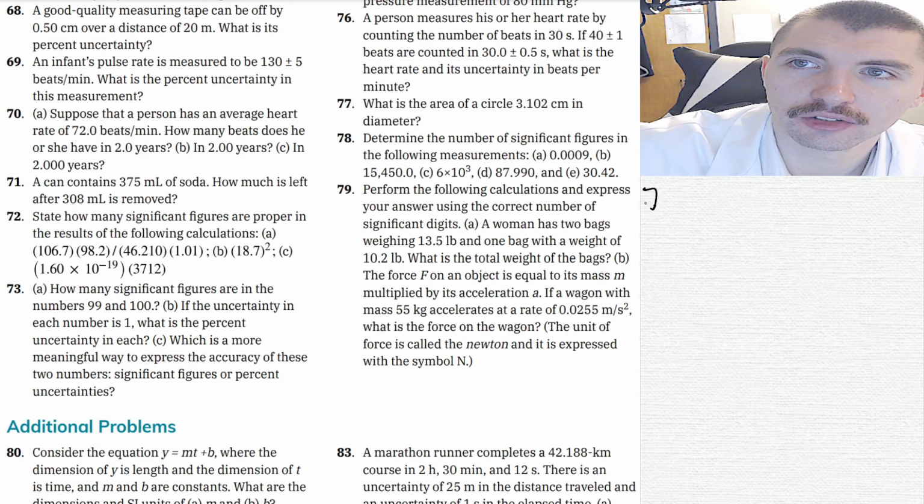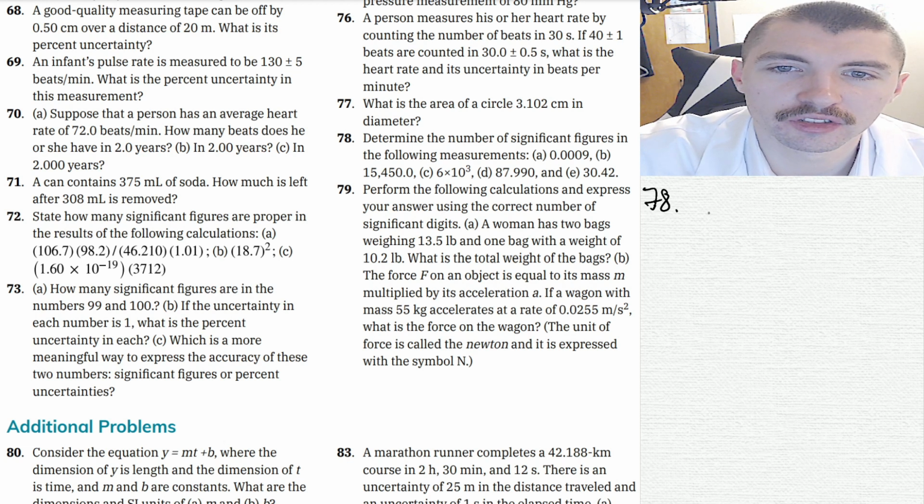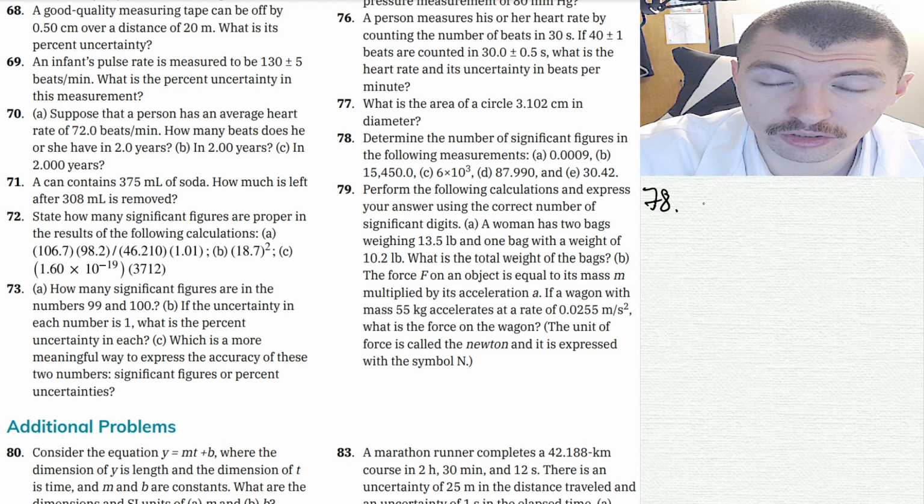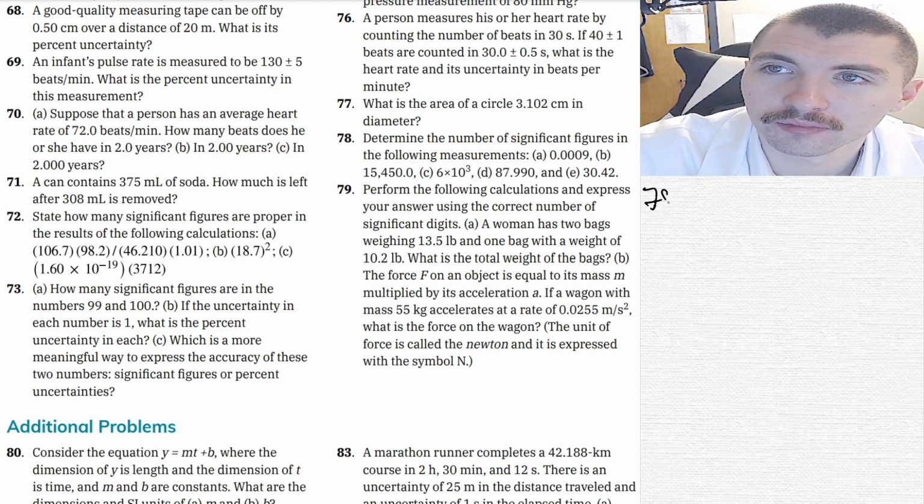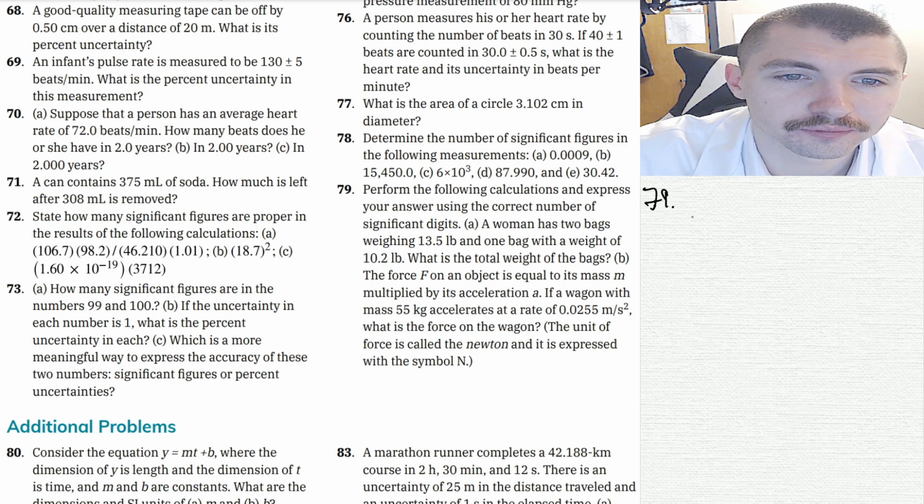Okay, 78. Determine the number of significant figures. Okay, so A has 4 significant figures. B has 3, 5, 3, 3 has 4 significant figures. C has 1, D has 4, E has 4. Okay. 79.